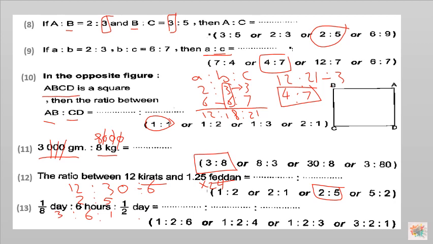Then we start to make divided by 3. So after that 3 divided 3 equal 1, 6 divided 3 equals 2, 12 divided 3 equals 4. So the answer will be 1 to 2 to 4.